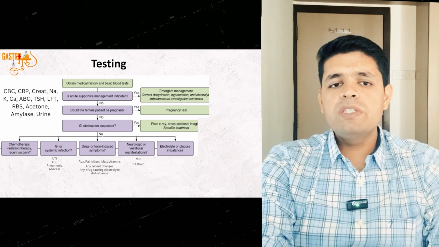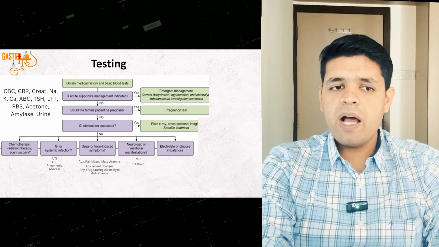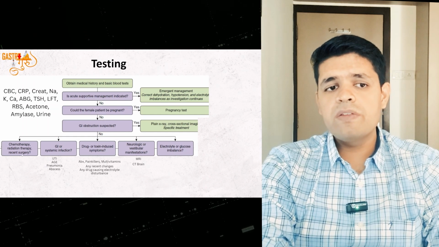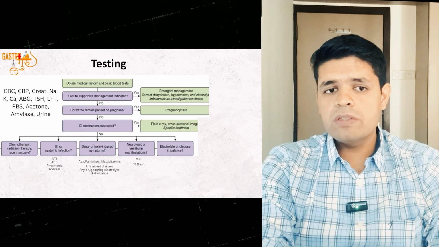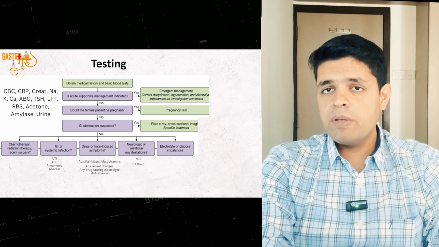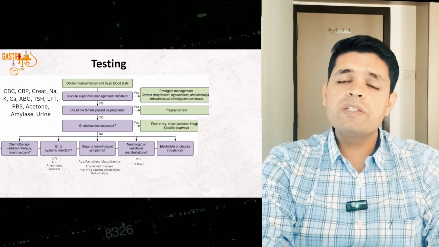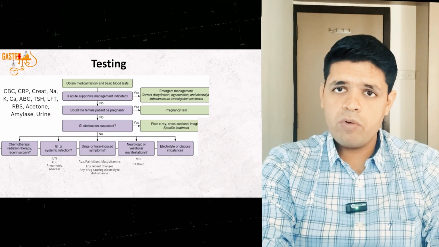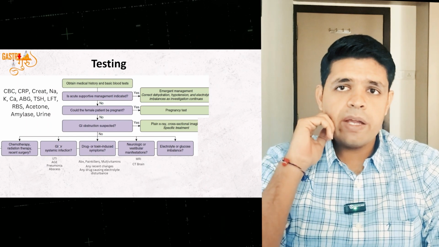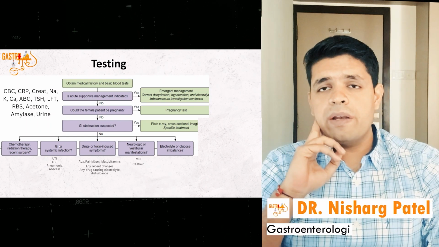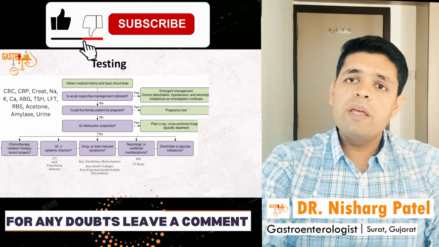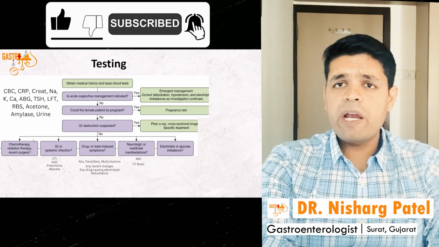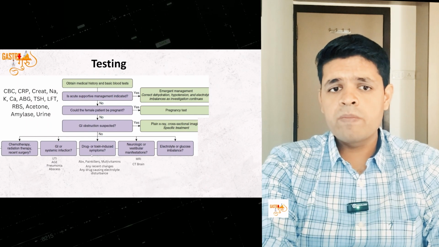So if there is no GI obstruction suspected, then ask whether there is a recent surgery, radiation or chemotherapy, in which we can define the causes. Rule out any GI or systemic infection. Mind you, any infection anywhere in the body can cause nausea and vomiting. Even otitis media can cause vomiting. Even a dental caries can cause vomiting. Even pneumonia, UTI, PID, pelvic inflammatory disease, any kind of infection can cause vomiting.